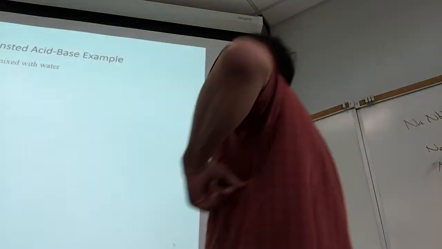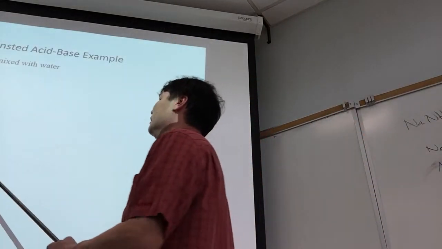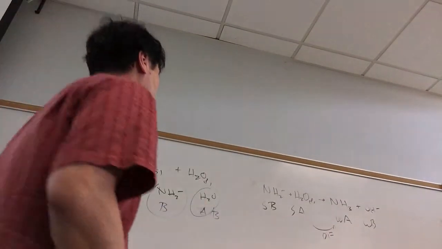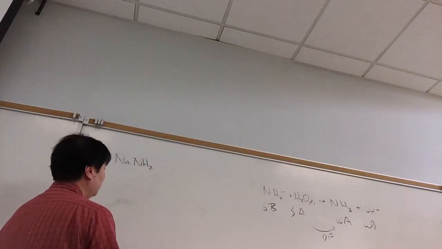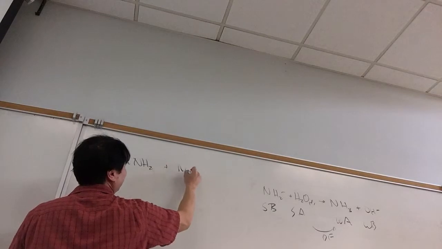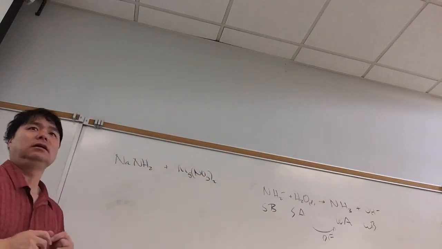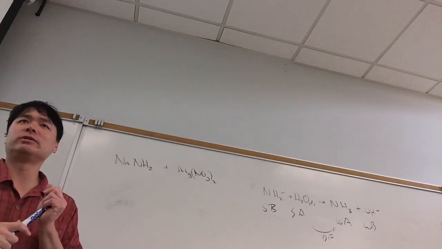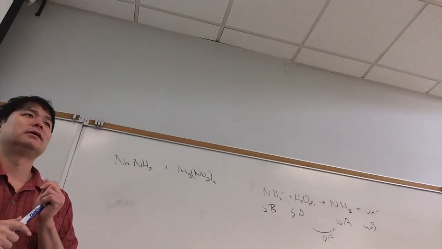Now, let me tell you what I do. I'll throw in other stuff in here. Let's say I did this. This is a trick I do all the time. It screws people up. I'll do sodium amide plus magnesium nitrate. Uh-oh. And so automatically people think the reaction should be between sodium amide and magnesium nitrate, which it doesn't happen. Or does it?